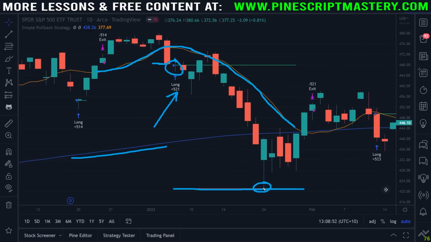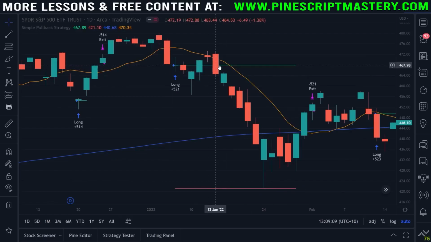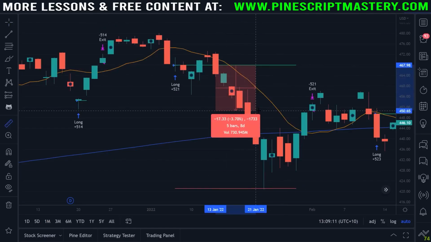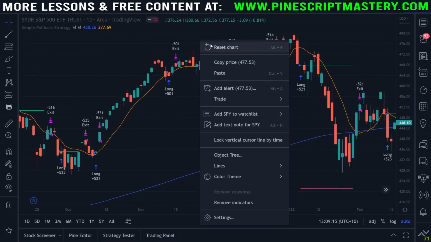We tested our stop loss, we didn't close below it, but we did close back above the 10 SMA below our entry, and so this technically was a losing trade. So here, this bar closed back above the 10 SMA, we exit, we sell on the next bar's open, and so here we took a loss of about 3.7%. But there's our script completed.